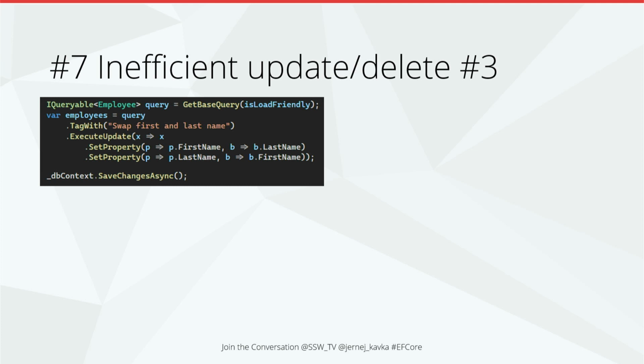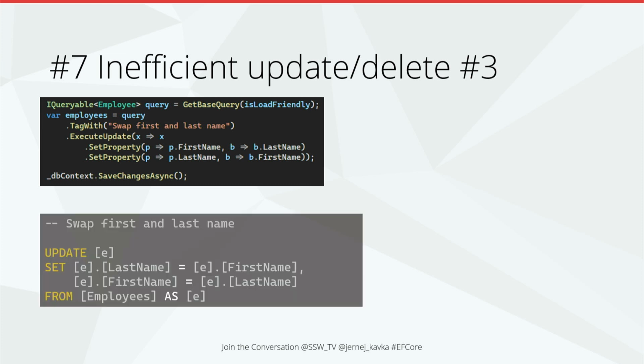Now, the new feature allows us to just say, hey, I have this query over here. I can even add a tag, which basically adds a comment in the SQL query. And then I say, I want to update. Make the first name a property as last name, and make the last name as first name, and save changes. Isn't that awesome? I don't need to take any of the data from the database. I can just say, hey, this is what I want to update. And this is the SQL query. Very nice and simple. We just have an update, last name, first name, we set it to be reversed, and that's it. Done.